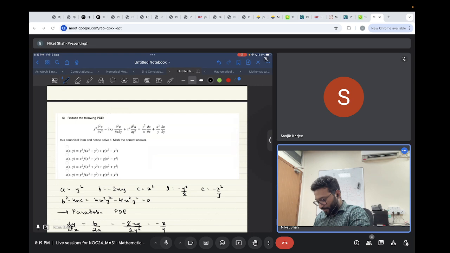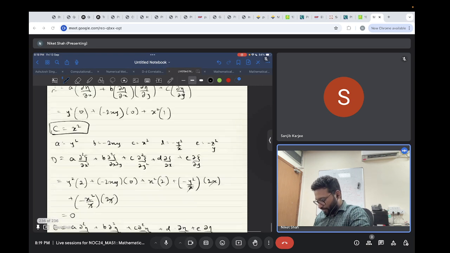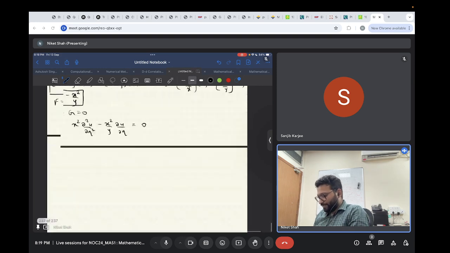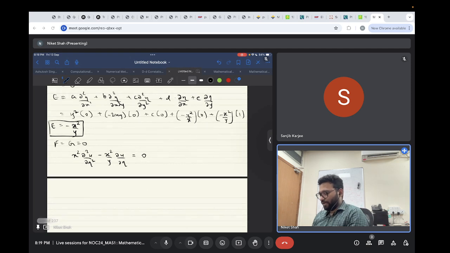And there is E and there is F and there is G. G is the constant function on the right. Everything is 0, so this is 0. This is the PDE that I obtain. Now x cannot be equal to 0, of course. So del square u by del eta square minus 1 by y del u by del eta is equal to 0.